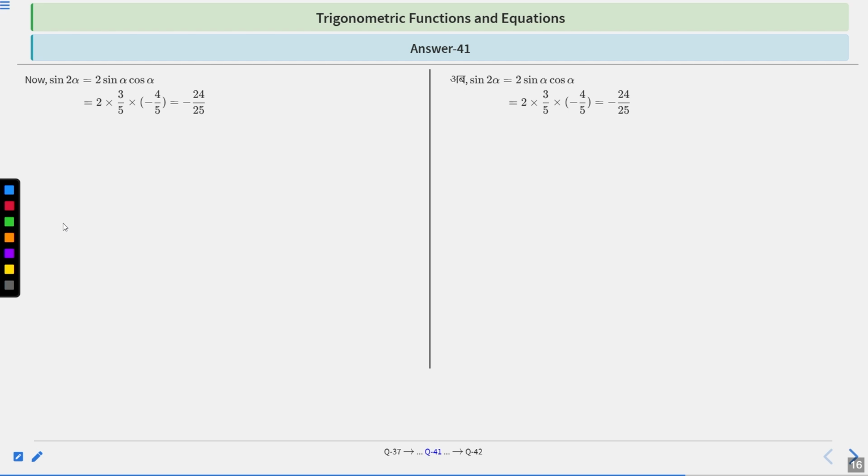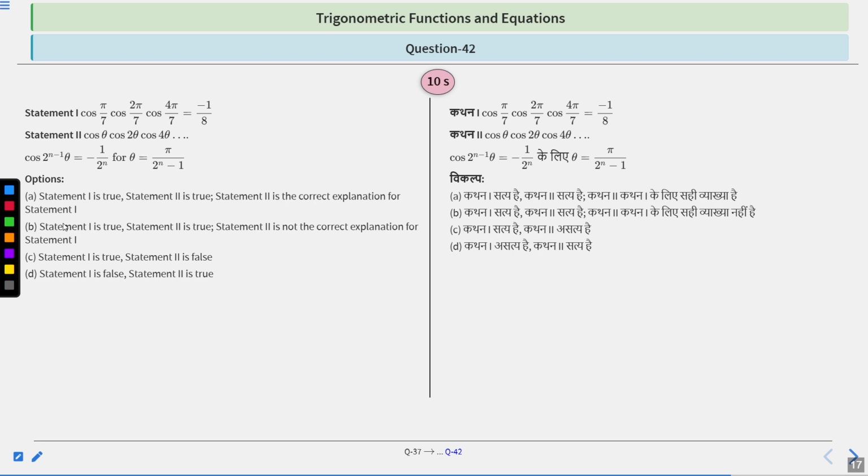Got it? Now let's move to the next question, question number 42, which is a statement type question in which we have two statements. Statement 1 says cos pi by 7 into cos 2 pi by 7 into cos 4 pi by 7 is equal to minus 1 by 8. And statement 2 says cos theta into cos 2 theta into cos 4 theta till cos 2 to the power n minus 1 theta is equal to minus 1 by 2 to the power n, where theta is equal to pi upon 2 to the power n minus 1.